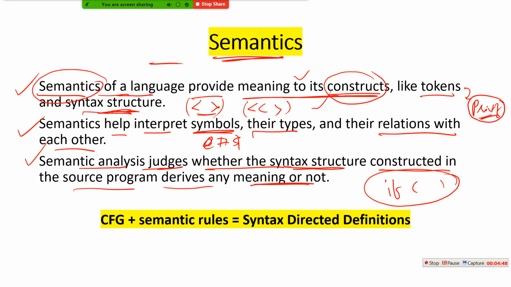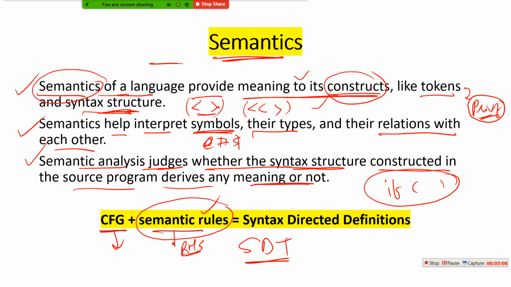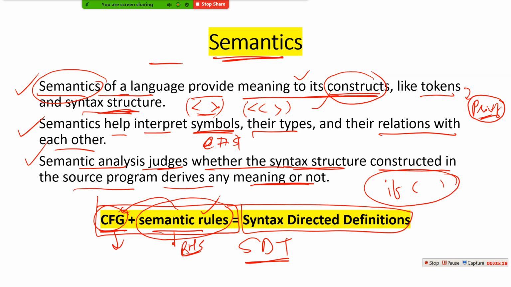Now if we talk about the simplest terminology of the semantic analysis phase, or SDT, that is syntax directed translation, you can say it is the combination of CFG plus semantic rules. That means a context free grammar would be there, and after each production on the right hand side you will get some semantic rules. On the basis of these we apply the semantic rules on the grammar, and the combination of CFG plus semantic rules can be called a syntax directed definition, or SDT.